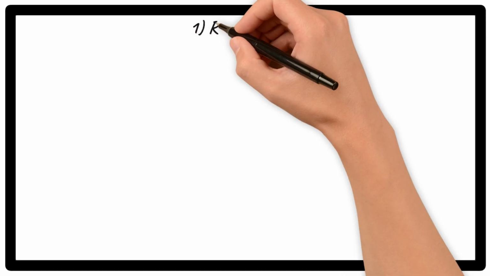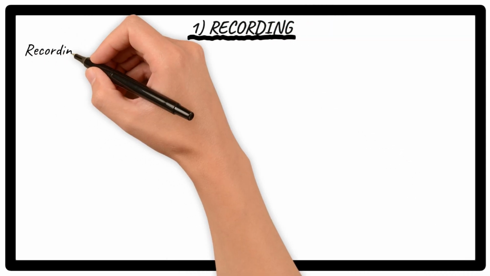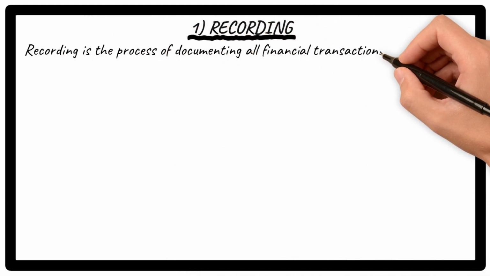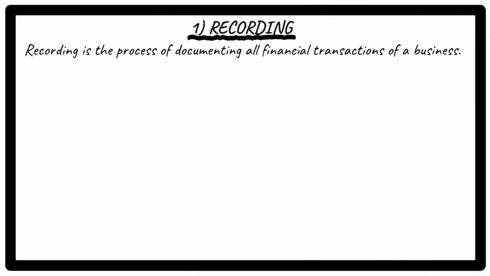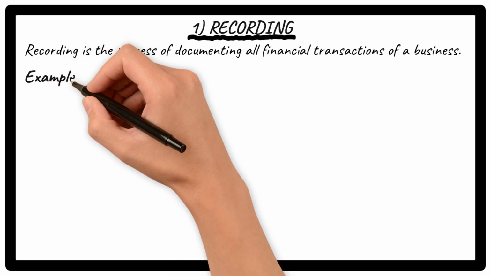The first accounting step is recording. Recording is the process of documenting all financial transactions of a business. This step ensures that every transaction is captured accurately and chronologically. Let's understand recording through an easy example.